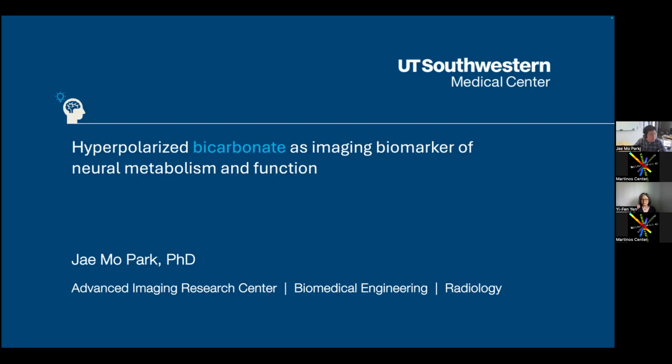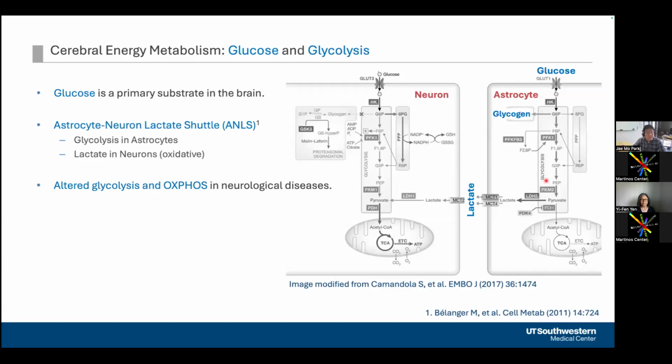Today I'm going to talk about hyperpolarized bicarbonate as an imaging biomarker of neural metabolism and function. I'm going to very briefly talk about the hyperpolarization technique, because I assume that, with Ethan here and other people working on hyperpolarization at MGH, a lot of the audience already knows some background. But just in case, I included a couple of slides, and I'll talk about it later.